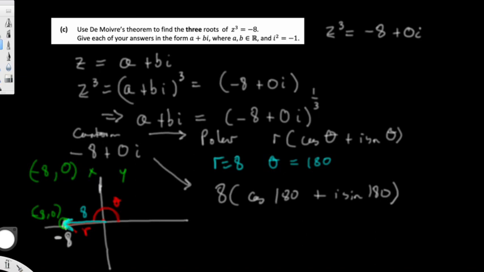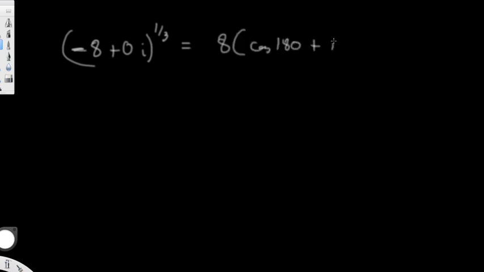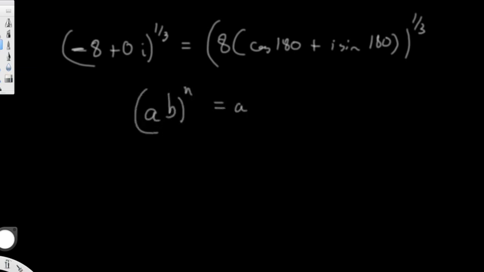Okay, so why are we doing this? Well, what I want to do is take minus 8 plus 0i and put it to the power of a third. And that's the same as taking 8 cos 180 plus i sine 180 and putting all of that to the power of 1/3. Now, if you've got a times b all to the power of n, because they're multiplied, you can take each of these things separately and put them to the power of n. This is one of our laws for indices.